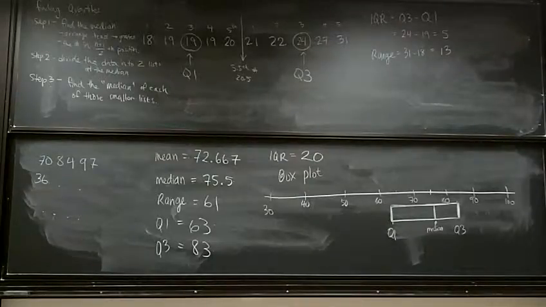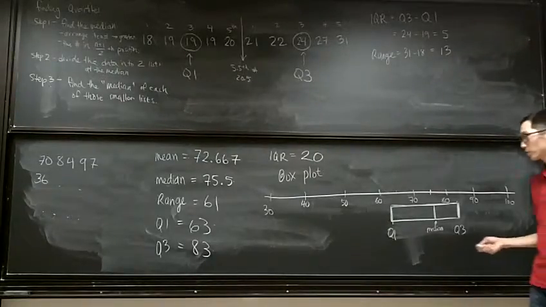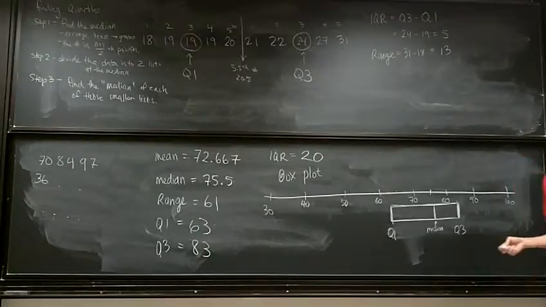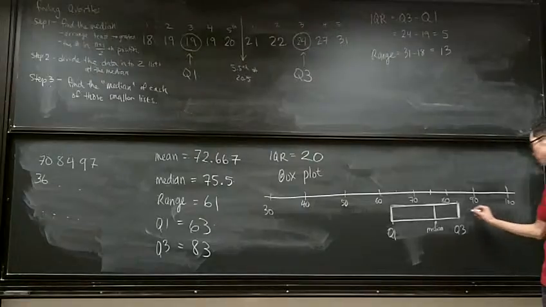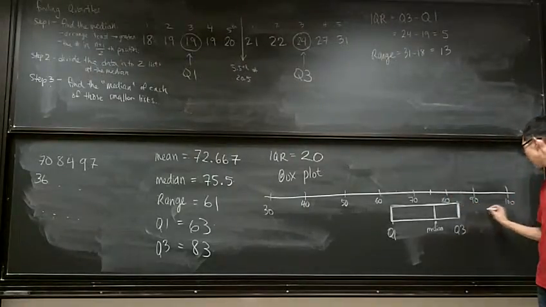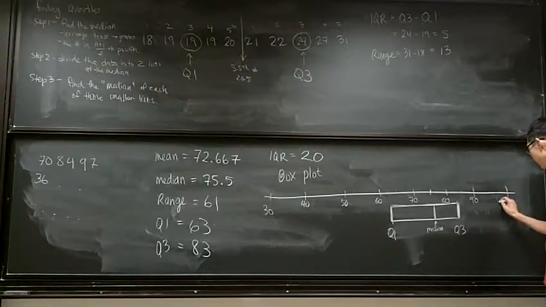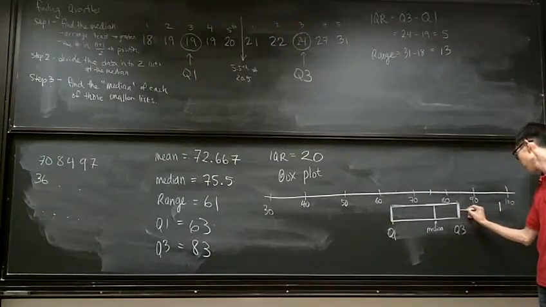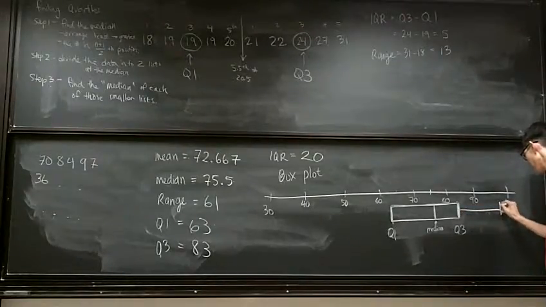All right, from the box, whiskers go to the largest and smallest data points, unless a data point is considered an outlier. I'll get to how, well, we won't actually get to it. So the largest data point I have is 97, so my whisker goes up to 97.